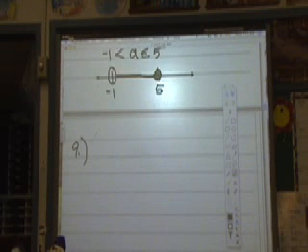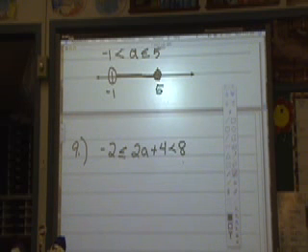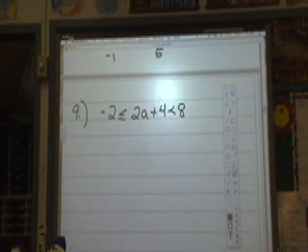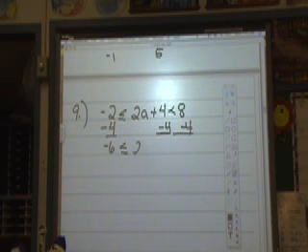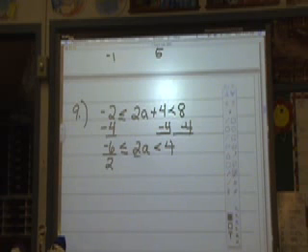Number 9. Meg? Solve for A. You subtract 4 from all three parts. And we get negative 6 is less than or equal to 2a less than or equal to 8. 8 minus 4 is 4. Oh, 4, sorry. Then do what? Divide by 2. And that does not turn the inequality because it's not negative.